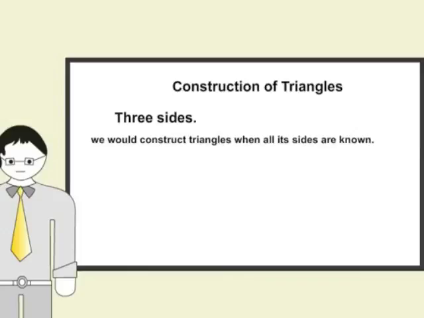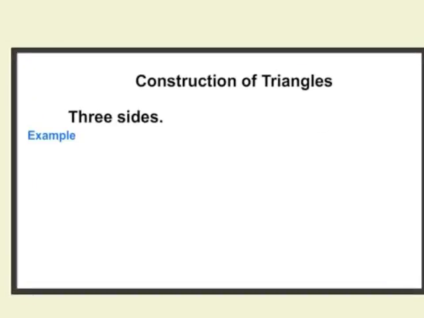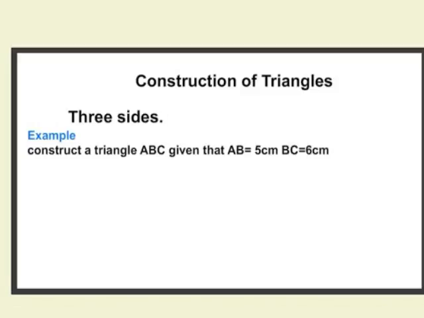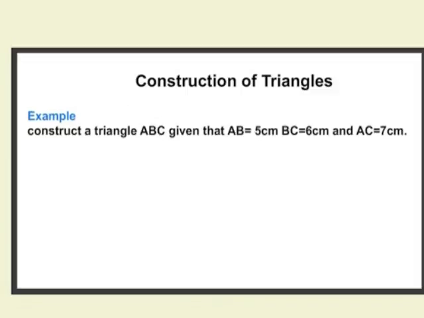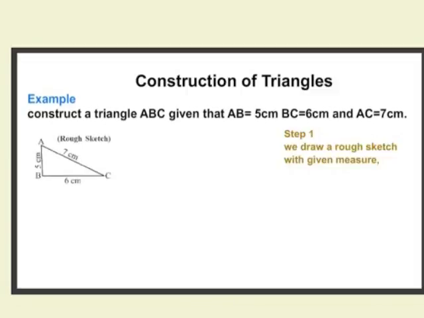First of all, we will discuss construction of a triangle when all its sides are known. Let's take an example. Construct a triangle ABC given that AB equals 5 centimeters, BC equals 6 centimeters, and AC equals 7 centimeters. First, we draw a rough sketch with given measures. This will help us in deciding how to proceed.